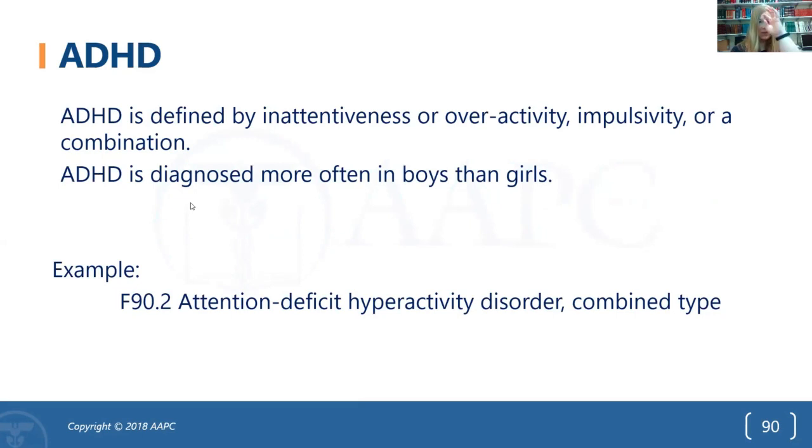With attention deficit hyperactivity disorder, or ADHD, patients have problems with inattentiveness, overactivity, impulsiveness, or a combination of all of that. It is the most commonly diagnosed behavioral disorder in childhood, and it affects about 3 to 5% of school-aged children. It's diagnosed more often in boys than in girls and may run in families, but it's not clear exactly what caused it. Coding for ADHD is by type in ICD-10-CM, so we have predominantly hyperactive, inattentive, or a combined type.